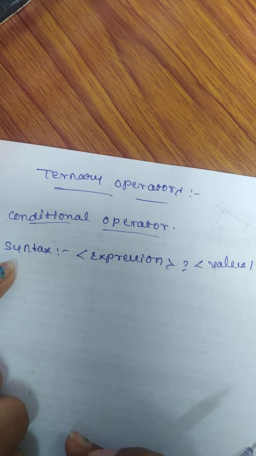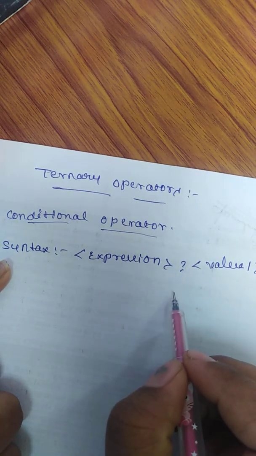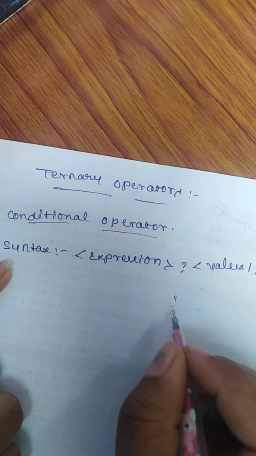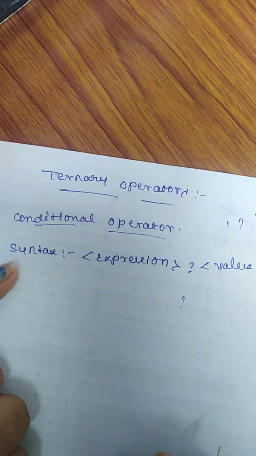We can use a symbol. What symbol do we use in the ternary operator? It is the question mark symbol. We use the question mark in a ternary operator.